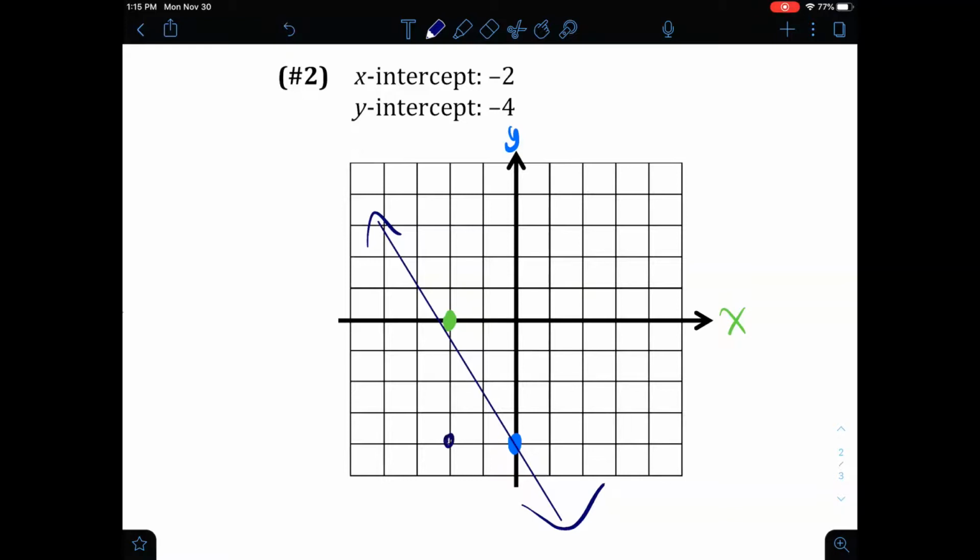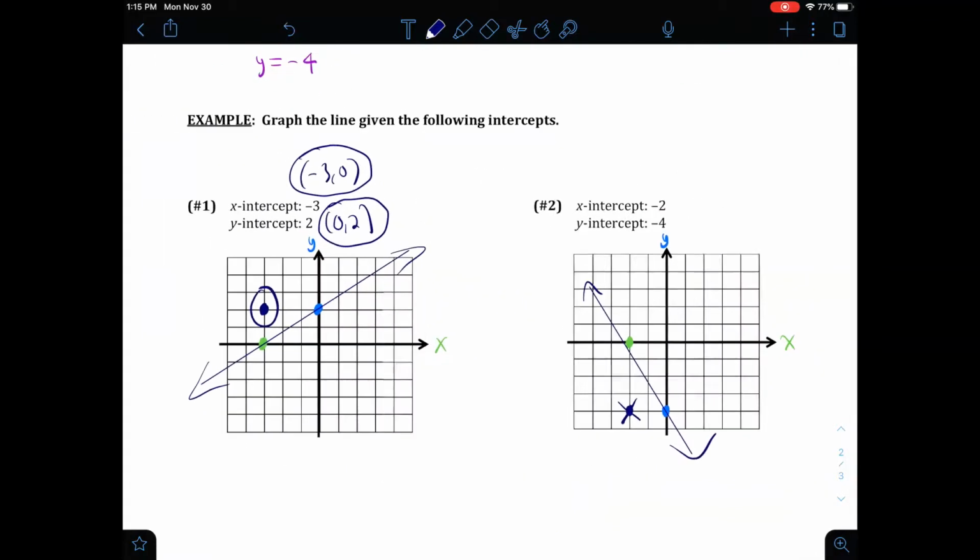Okay, and again, it is not left 2, down 4. It is not a single point down here like this. I'm going to cross this one off too. Okay? It is 2 points. It is -2, 0, and it is 0, -4. 2 different points that you're graphing and connecting to make a line.